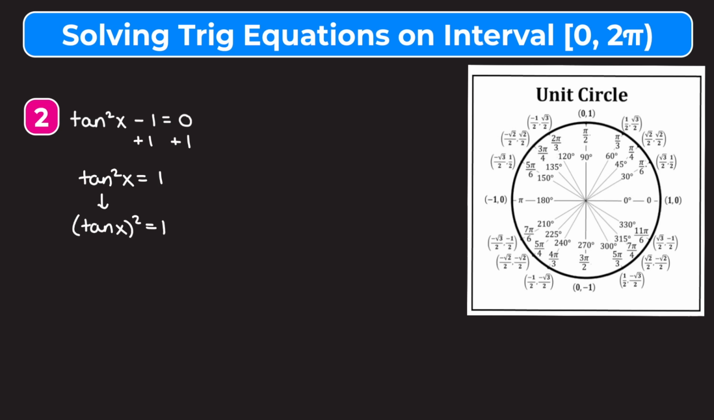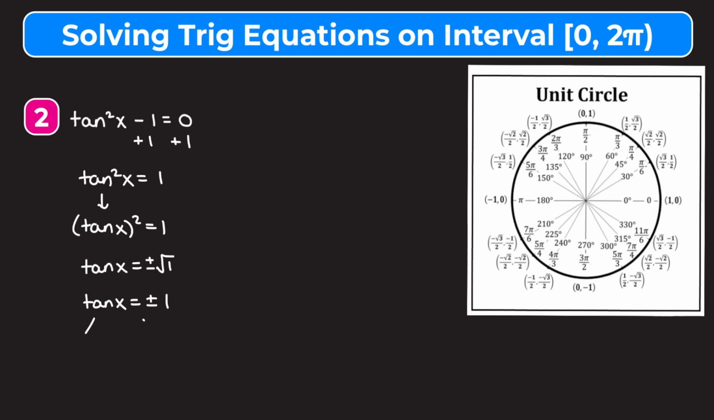To get rid of the squared, we have to take the square root of both sides. On the left, we're going to be left with the tangent of x. On the right, we have the square root of 1, and you have to remember to put a plus or minus in front of there. When you're taking the square root of both sides of an equation, you need to put a plus or minus in front of your answer. And the square root of 1 is just 1. So we get the tangent of x is equal to plus or minus 1.